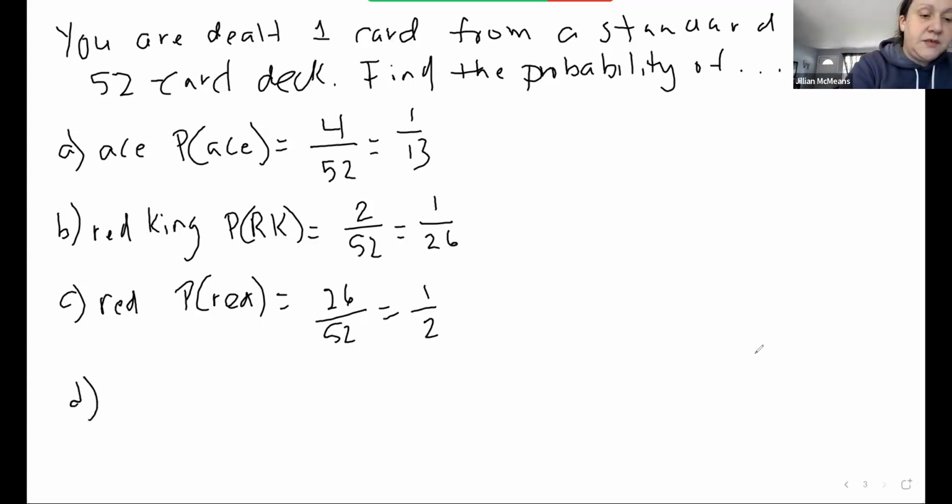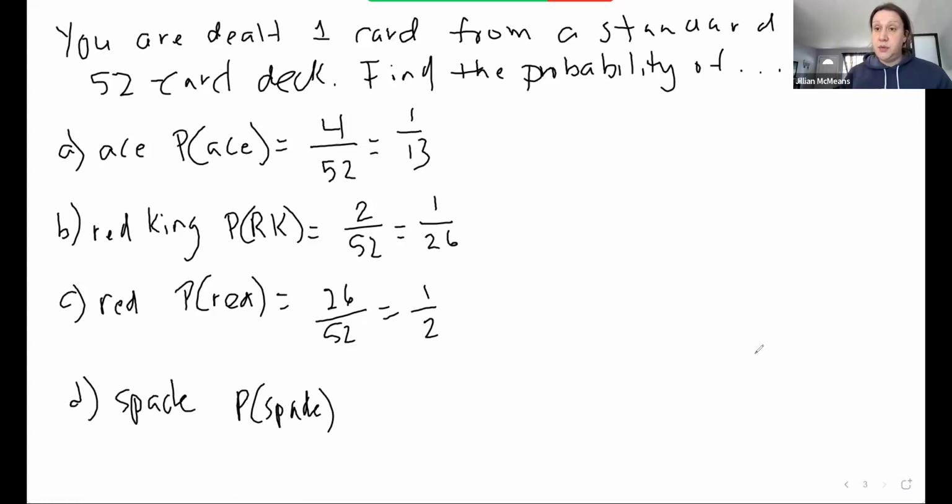D, we want the probability of a spade. So those are the black cards that look kind of like a little shovel. Okay, so we want the probability of a spade. Well, that's one entire suit. So remember, there's 13 diamonds, 13 clubs, 13 hearts, and then there are 13 spades. So that's going to be 13 out of 52, or one whole suit. So 1/4 of your deck of cards. Okay.